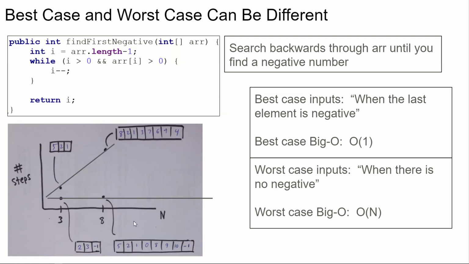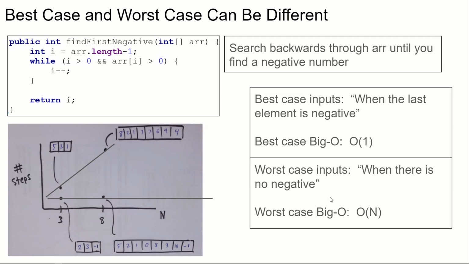Conversely, we could have some worst cases. So here's a worst case for a length 3 and a worst case for a length 8. And they're worst cases because there is no negative number. And so this while loop would have to visit every single element of the list. And that's why the worst case increases linearly. It's because if you have to visit every single thing in the list, you know you have to take that many steps. So if there's n elements in the list, you would have to take n steps.